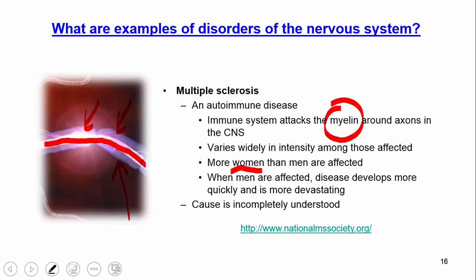If you want to learn more about that, you can go to the National MS Society, and whenever you want to learn more about any disease, it's always nice to go to their society's website because they explain it in an intelligent, correct, but very understandable way when you're first learning about a new disorder.